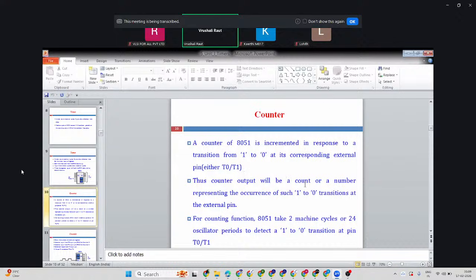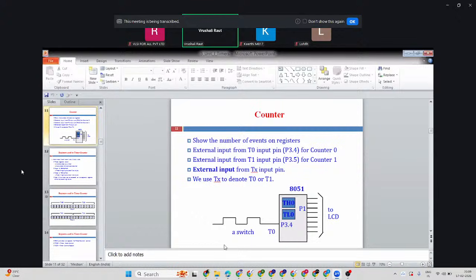Thus, the counter output will be a count, a number representing the occurrence of 1 to 0 transitions on the external pin. How many 1 to 0 transitions are happening on either T0 or T1, depending on what we are using internally, will be counted. For counting, 8051 takes 2 machine cycles or 24 oscillator periods. Keep in mind, in the previous case it was 1 machine cycle, and here 2 machine cycles are required to detect a 1 to 0 transition at pin T0 or T1. That is how the counter is working.